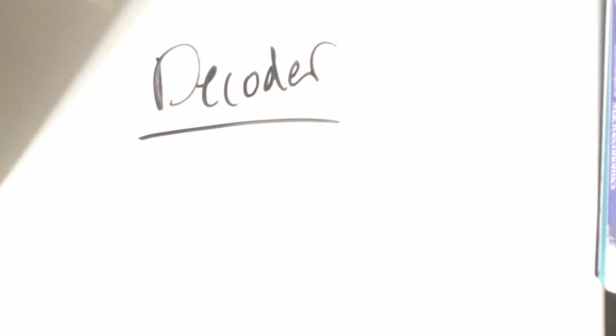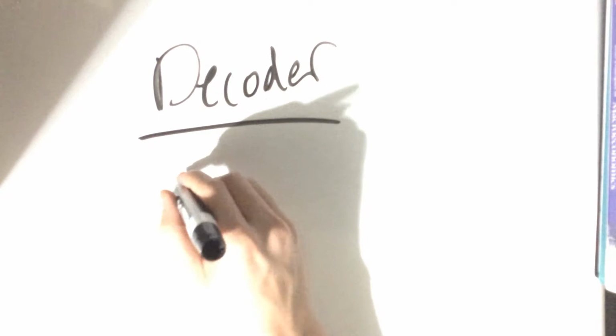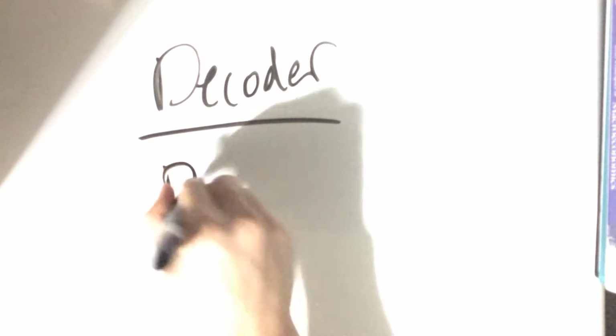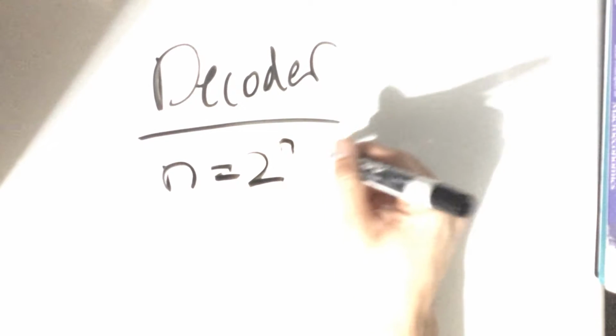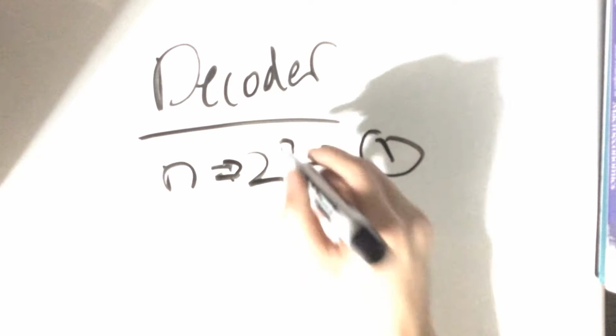Today we're going to be talking about decoders. A decoder is basically the exact opposite of an encoder. A decoder takes n inputs and it returns 2 to the n outputs. However, only one of which will be set.